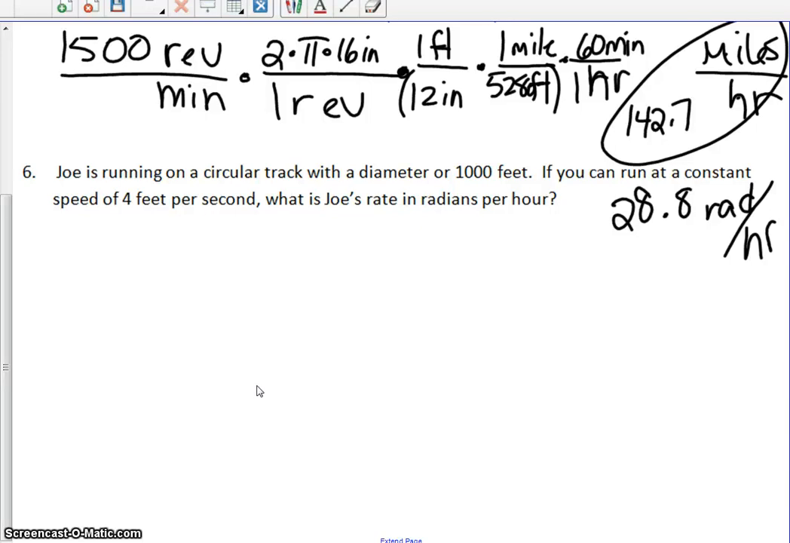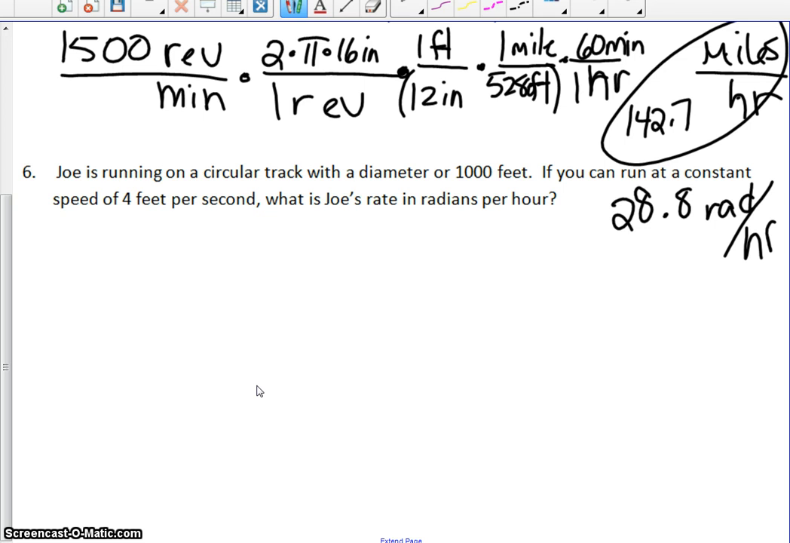All right, we're in part 2 video. I actually wanted to go over this last one we left here. Joe is running on a circular track with a diameter of 100 feet. If he runs at a constant speed of 4 feet per second, what's his rate in radians per hour? And I'm actually going to show you two different ways to do this problem.